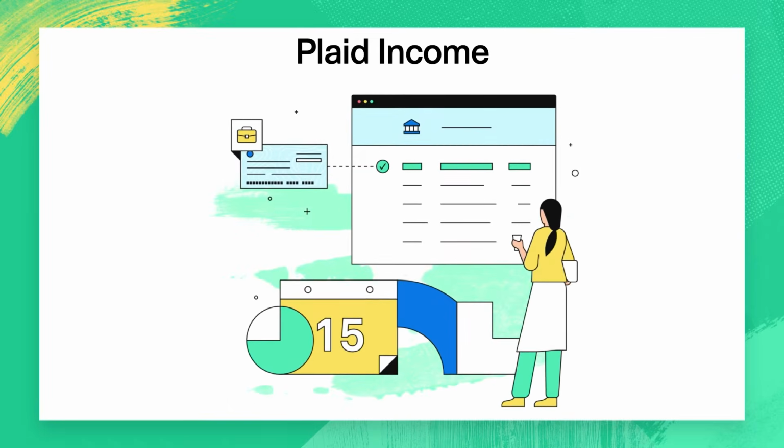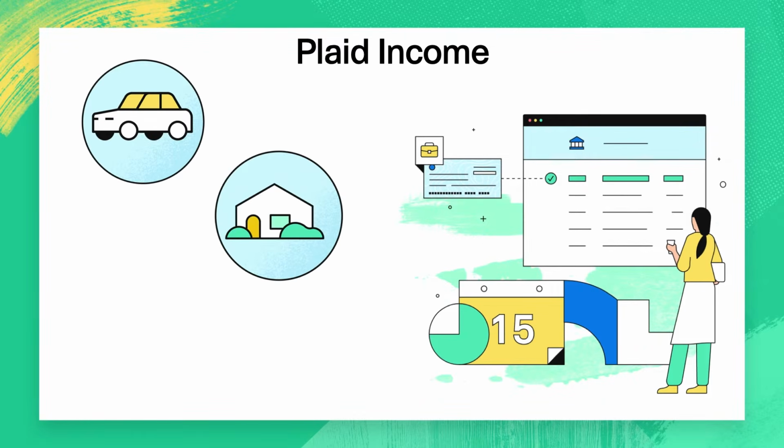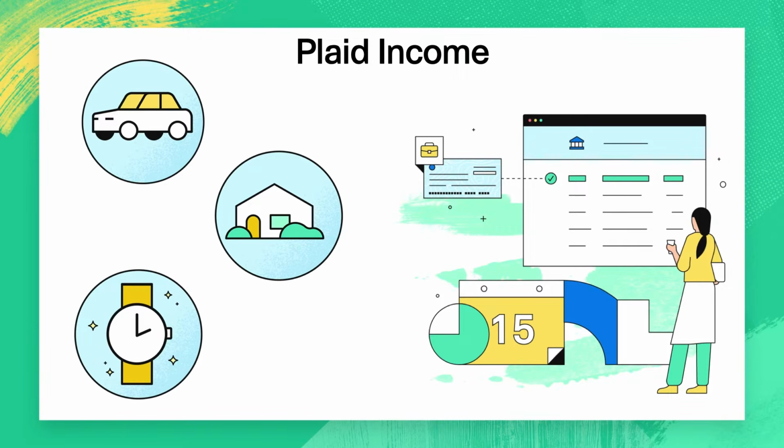Plaid income is an easy way users can verify their sources of income with your application. This can be really helpful if you're looking to finance a car, house, or a really fancy watch and want to be confident your customer can pay you back.